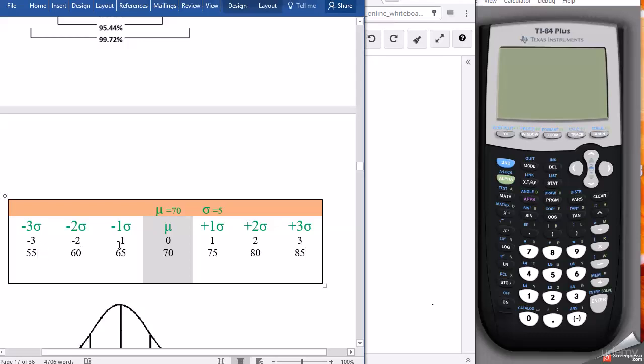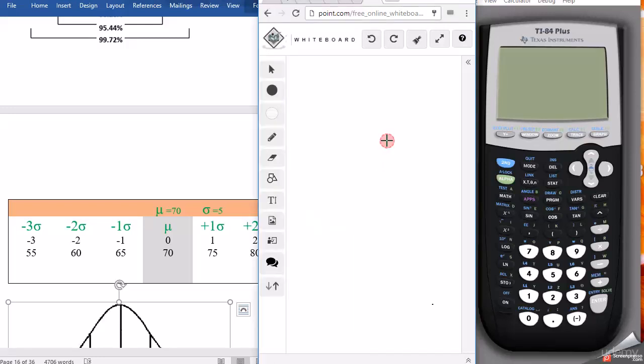Okay, so you can see that the z-score of -1 is equal to a raw score of 65. A z-score of -2 is equal to a raw score of 60. If you go up, you're going to see that the z-score of positive 1 corresponds to a raw score of 75. A z-score of 2 is the same as the raw score of 80. And this is how we get this.